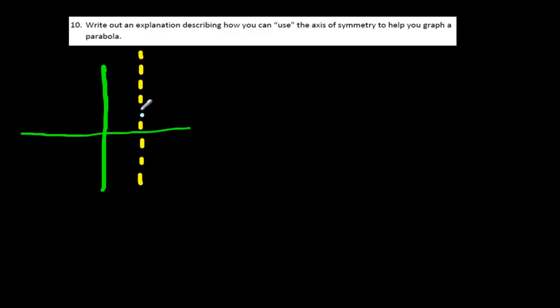And number 10. Write out an explanation describing how you can use the axis of symmetry to help you graph a parabola. So, to use the axis of symmetry, let's just say that here's our coordinate system. Let's say my vertex is right over here. That means my axis of symmetry is going to be the vertical line that goes through that. Goes right through it. I'm going to draw the vertex a little bit bigger here. How do we use that axis of symmetry?